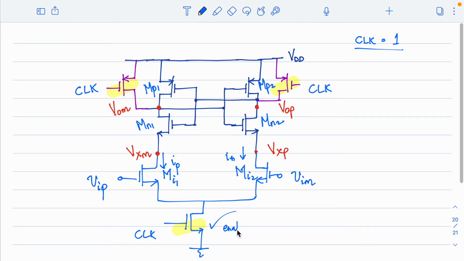Whenever this is enabled, in the previous state, whether VIM is present or not, since the clock is 0 and the bottom transistor is disabled, the differential pair itself is not enabled, so there is no sense in having an input signal over there. But now, since the clock is high and the bottom transistor is on, the differential pair is active, right? So now the differential pair is enabled.